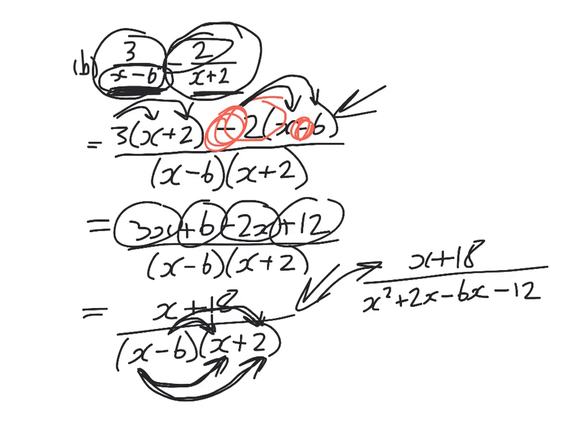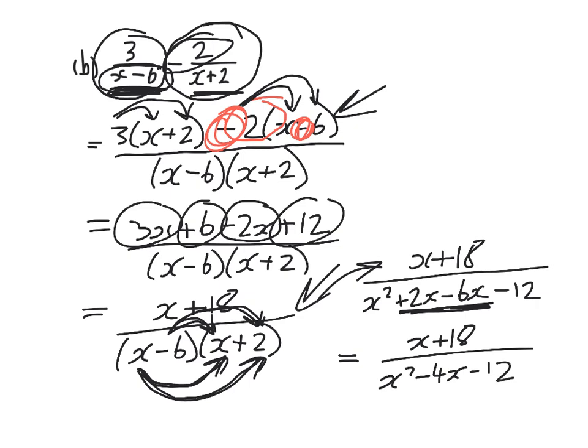One last step would be to collect those two terms because they're similar. And so my final answer, if we did want to go down this path, is x plus 18, which is still what we've got at the top, all over x squared. And then we've got our plus 2x and subtract 6x, so we've got minus 4x minus 12. Look at that, isn't that beautiful? That's why we do maths, just for stuff like that.